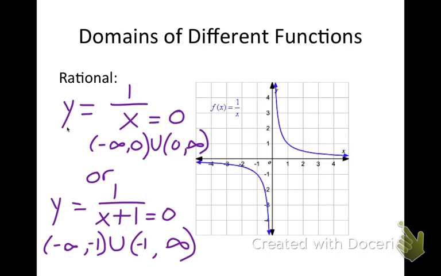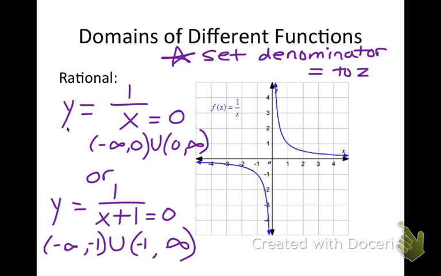Okay, so rationals. You're going to set your denominator equal to 0, and you should put a little star there. Set denominator equal to 0. And then that's the number that you are going to exclude. And to exclude it, we put parentheses around it. We're setting the union of everything to the left and everything to the right.